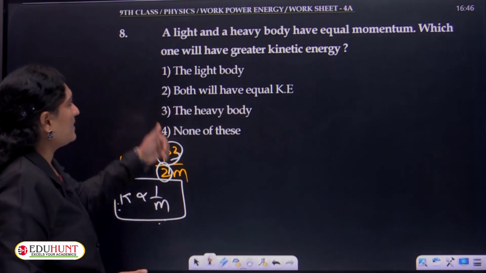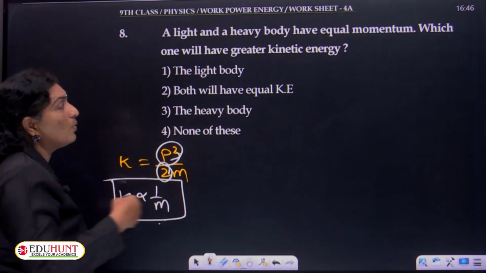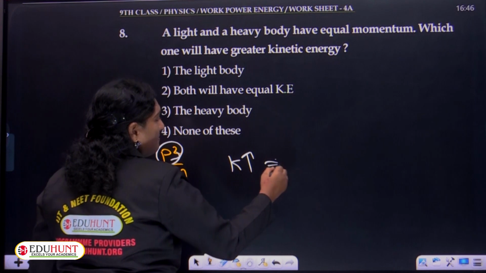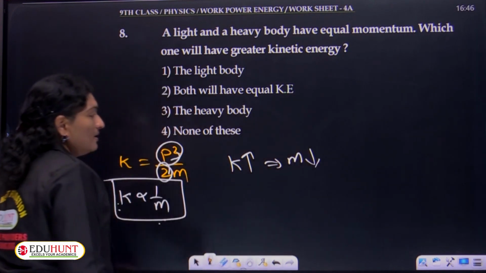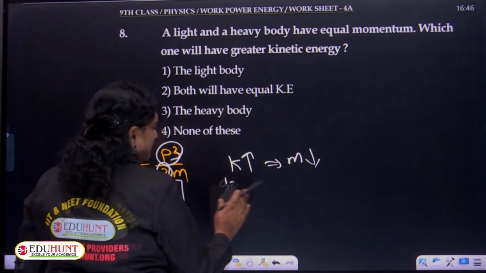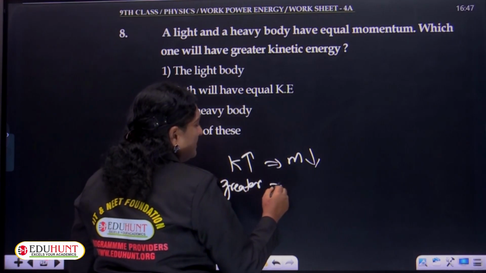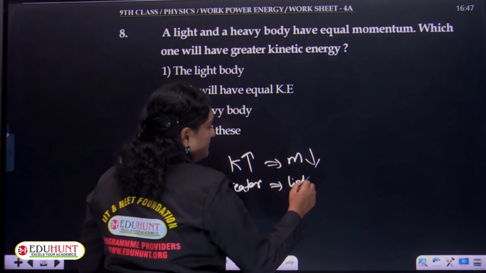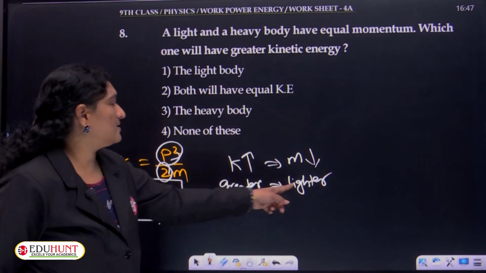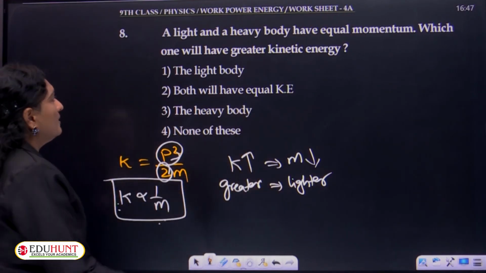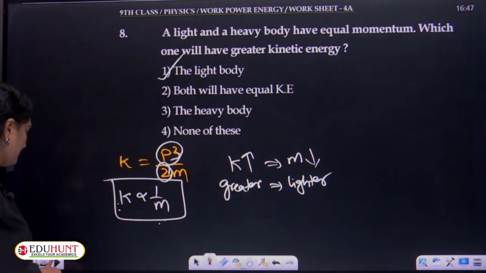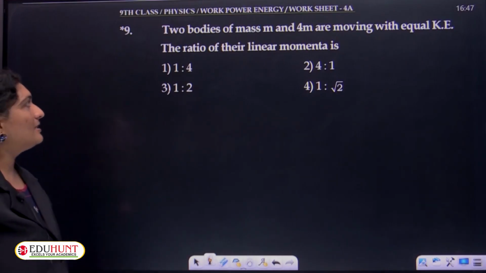So, what is the correct answer? Which one will have greater kinetic energy? For greater kinetic energy, this implies mass should be less. If you want this as greater, then mass should be lighter. Lighter mass will have greater kinetic energy. So, option 1 must be true, that is the light body. So, moving ahead with the 9th question, children.